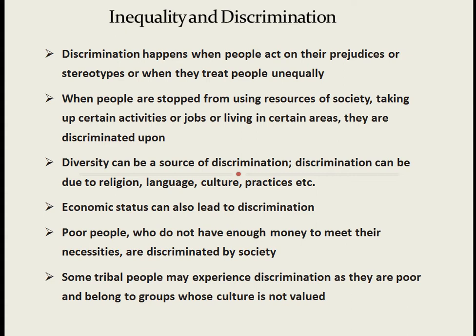So inequality and discrimination follow these points. Discrimination happens when people act on their prejudice or stereotype or when they treat people unequally. So people are stopped from using resources of the society, taking up certain activities or jobs, or living in a certain area. They are discriminated against. Diversity can be a source of discrimination. These following points are very important to understand this chapter. Discrimination can be due to religion, language, culture, or practices, or any other.